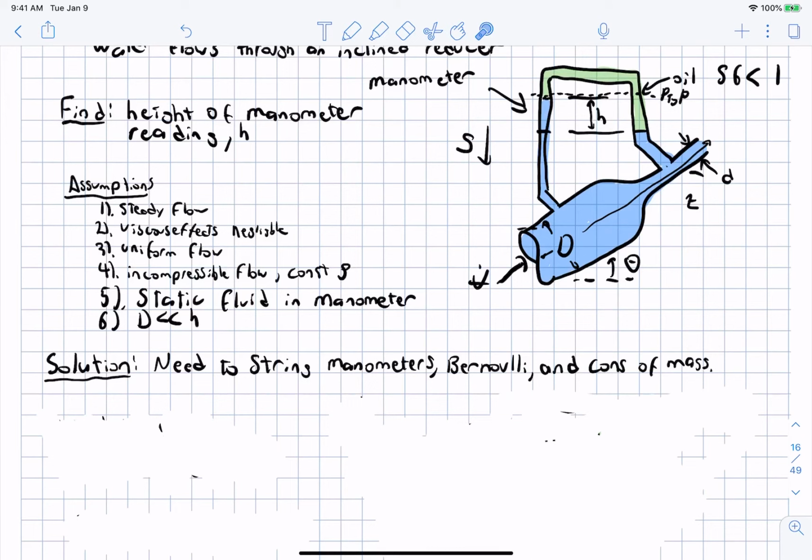So I guess solving a problem like this is a bit like eating an elephant, and you just do it one piece at a time. And so the problem is asking for what this h is. So first, let's start with the piece of the solution that involves that height h, and that height h is involved with the manometer. So why don't we first start with the manometer, find a relationship for H, and then see what we need to find that relationship.